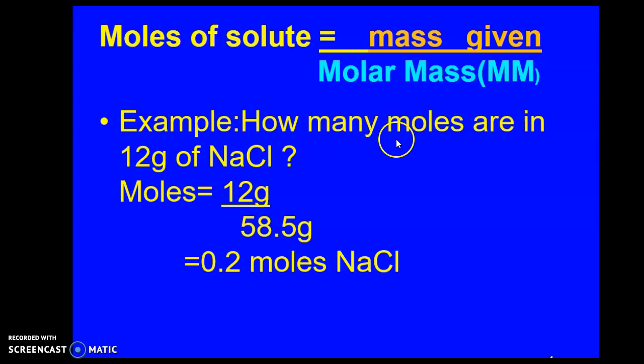For example, how many moles are in 12 grams of sodium chloride? Moles equals mass given over molar mass, and you are given 12 grams of sodium chloride. So you have to calculate the molar mass of sodium chloride. Sodium is 23, chlorine is 35.5. When you add them together, you get 58.5. So from the formula, mass given over molar mass, you have 12 grams of sodium chloride divided by 58.5 grams of molar mass, which will give you 0.2 moles of sodium chloride. Is that clear?